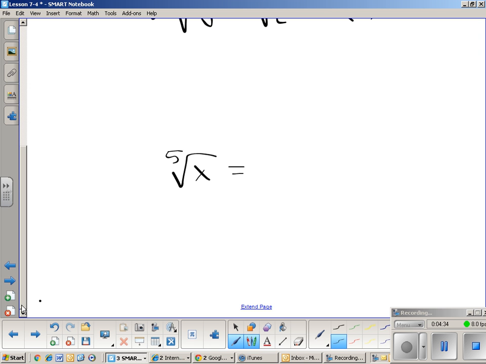What's that? X to the 1/5 power. Yeah, remember if it's a root of 5, then I'm going to write it as 1/5 as an exponent. And so this number is x, and this power then is going to be 1/5. And so the 5th root of x means x to the 1/5 power. Okay?